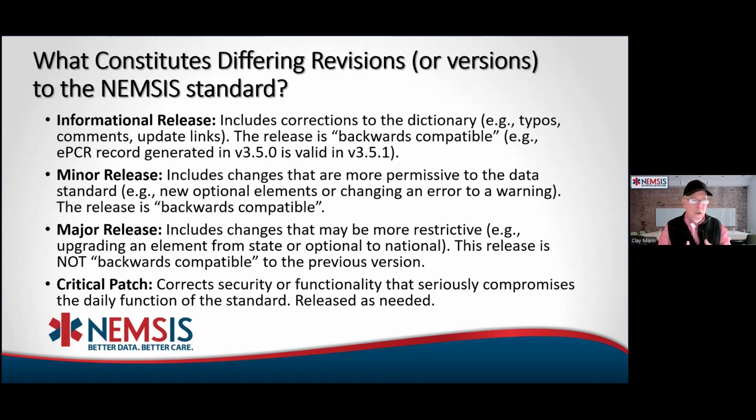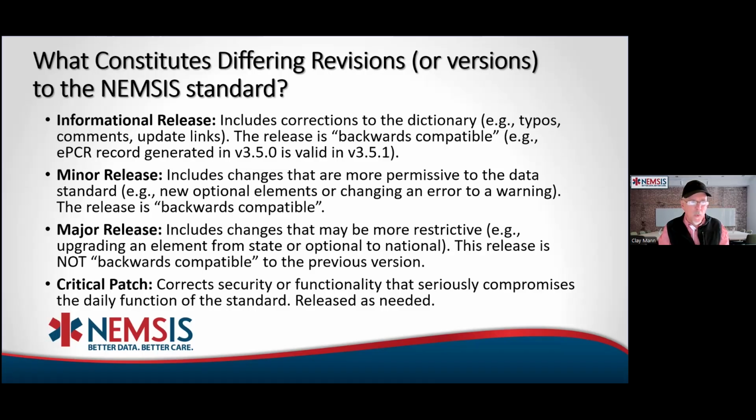NEMSIS could release a new version that really is an informational release where we include corrections to the data dictionary. We provide updated links. Maybe there's links that are now failing. An informational release will always be backwards compatible because we're not changing any of the actual structure or intent of the standard. We'll talk about what it means for something to not be backwards compatible in just a moment. I'm trying to recall, I think only twice in the history of NEMSIS have we released an informational release.